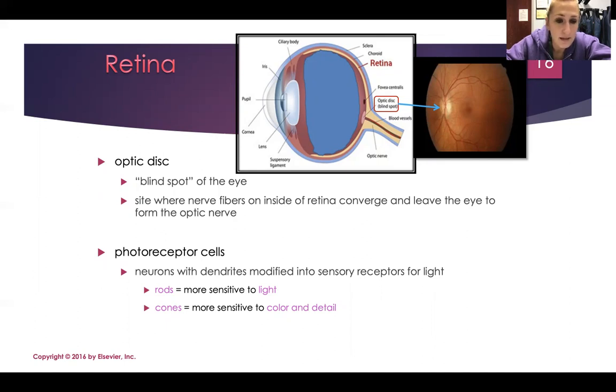Those photoreceptor cells, neurons with dendrites modified to sense light, receptors for light, are those rods and cones. So rods are more sensitive to light itself, and cones are more sensitive to color and detail. Domestic animals have many, many rods, so they're able to see light very well and see things clearly that way, but not as many cones as other species, especially even humans. So therefore they don't see color as clearly. So that's when people say that dogs are colorblind, and that's not really the case, but color and detail is not able to be formed as well because of the lack of cones.